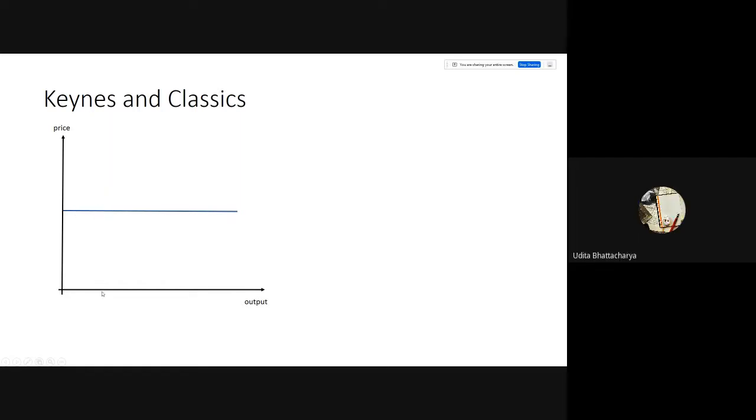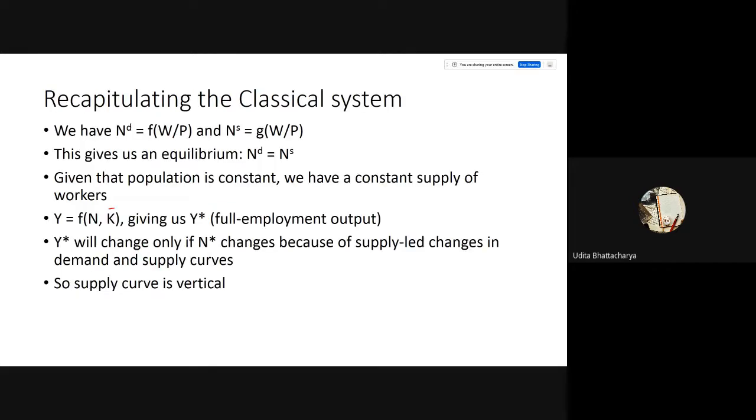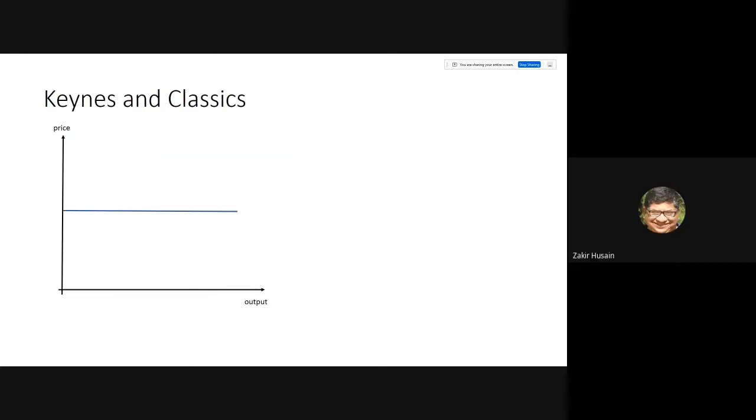Question. Here, yes. Will the price also not be changing? So if the price changes, then that will also be affecting. Okay. I won't answer your question. Let's come to the end of this slide, and you can ask it again if you want.